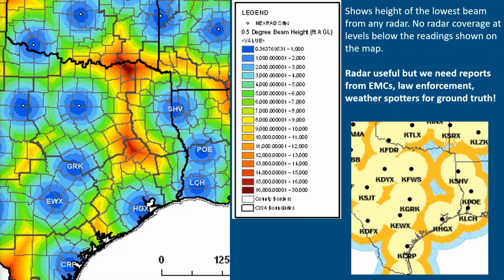The other thing I want you to note is for the Bryan College Station, Caldwell, Burleson County area, for example, the closest radar is not HGX, it's actually GRK. So we're going to lean heavily on that radar for storms in that sector.